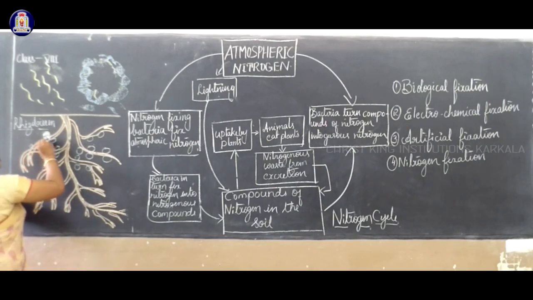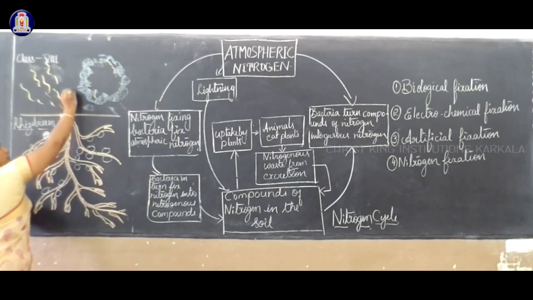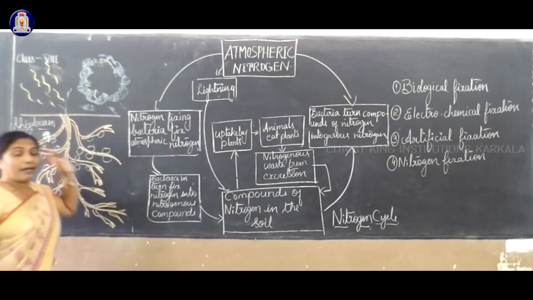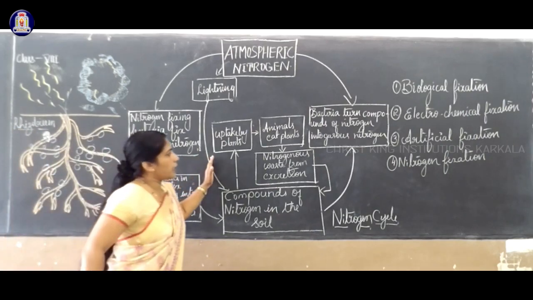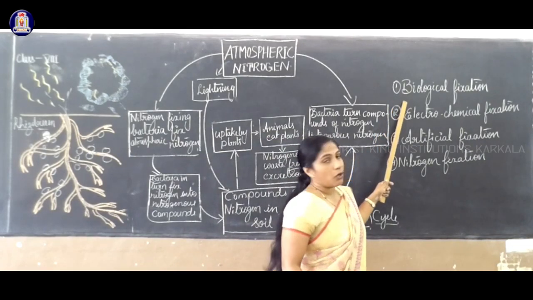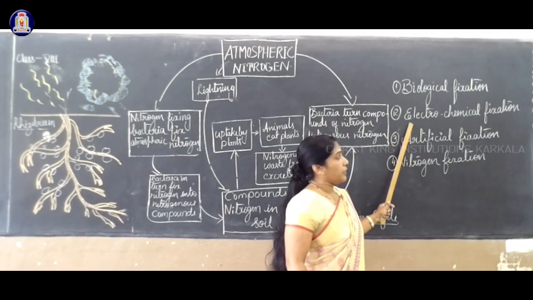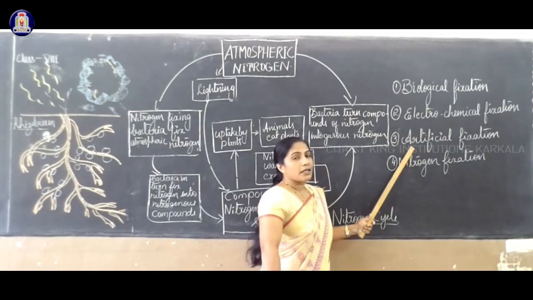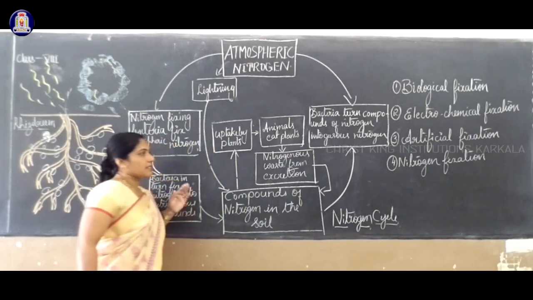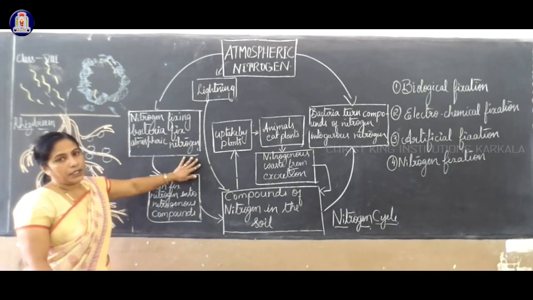After that, this nitrogen will be utilized by the plant. So that is biological nitrogen fixation. Before studying, there are four points in the nitrogen cycle: biological fixation, electrochemical fixation, artificial fixation and nitrogen fixation. So we will now study the nitrogen cycle.